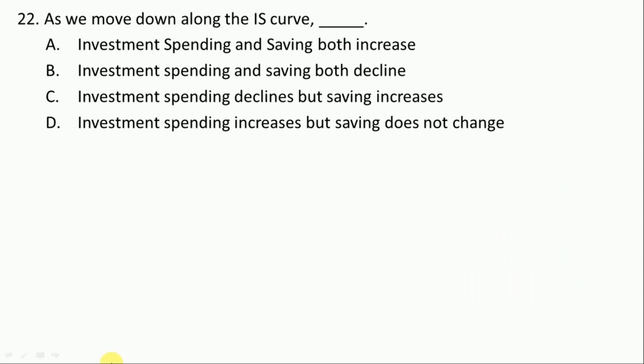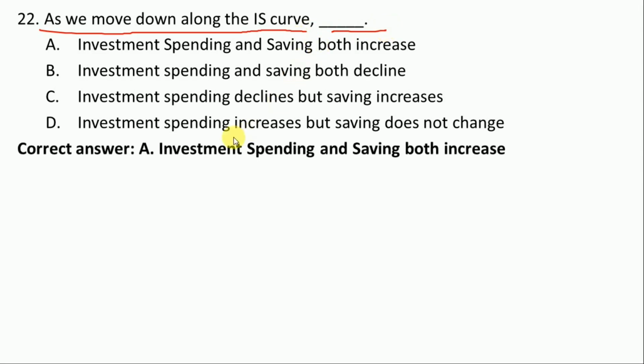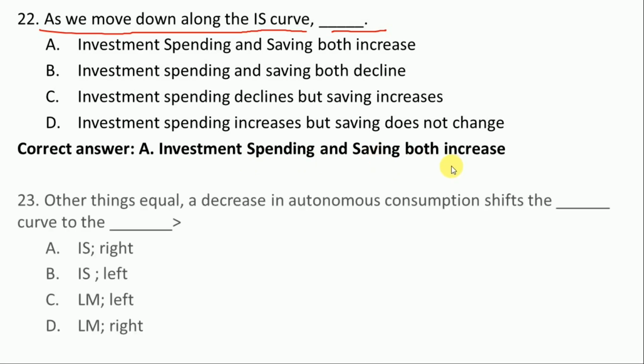Then the 22nd question is about, as we move down along the IS curve dash dash, and the correct answer is investment spending and saving both increase, है ना. तो यहाँ पे क्या होता है? जैसे कि for example, when the IS curve is moved down, the investment spending and saving will both increase. So A is the correct answer.